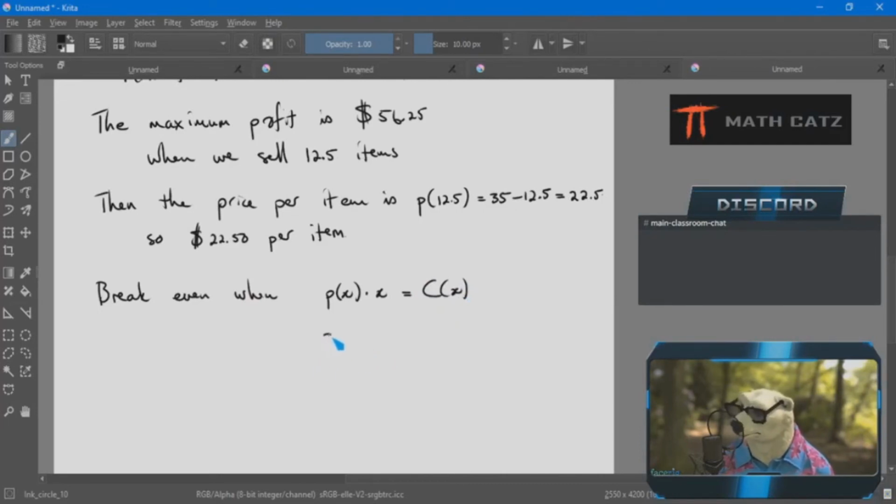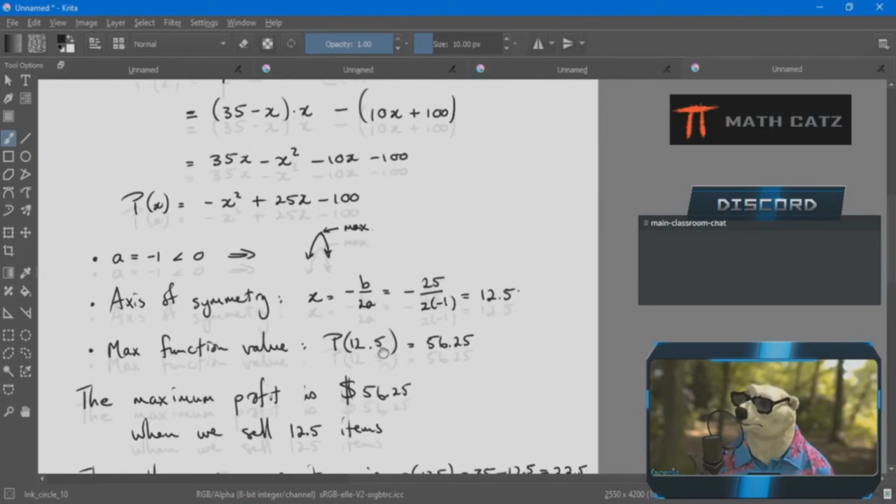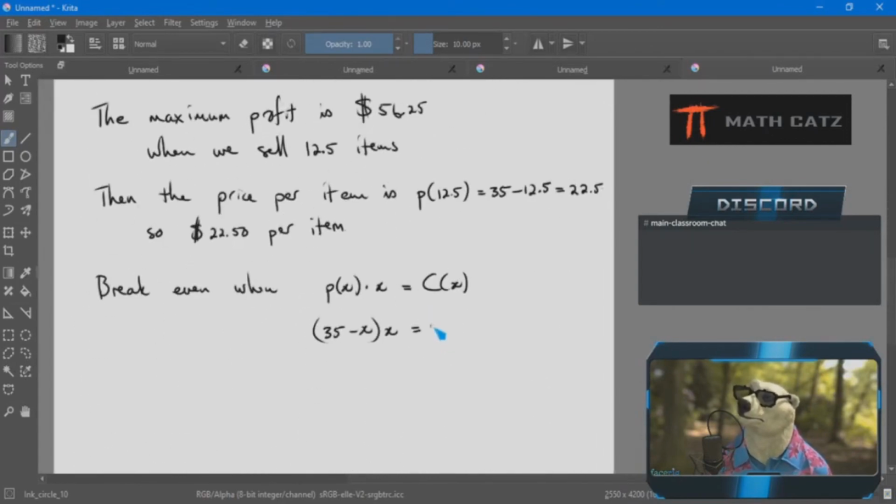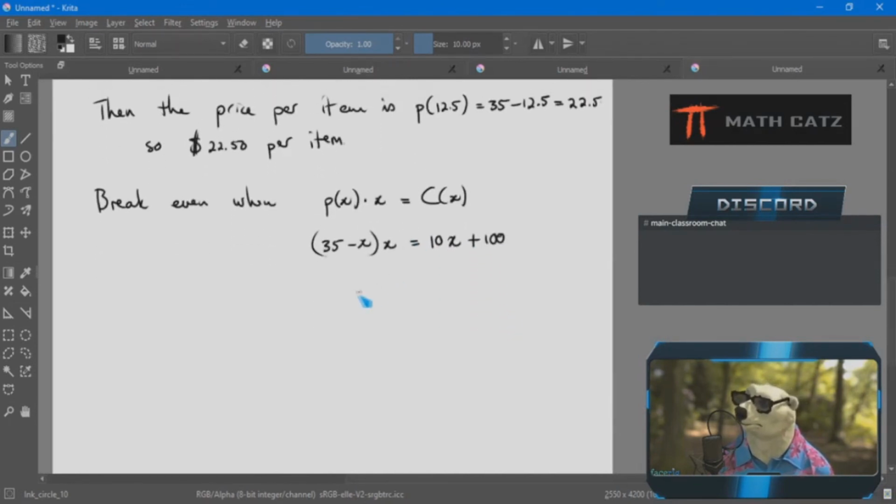My revenue was the price, 35 minus x, times x. Cost was, I do not remember, 10x plus 100. 10x plus 100. So we have 35x minus x squared equals 10x plus 100. Now you can move everything to either side. It really doesn't matter. Let's move everything to the right this time. And then flip it all around.